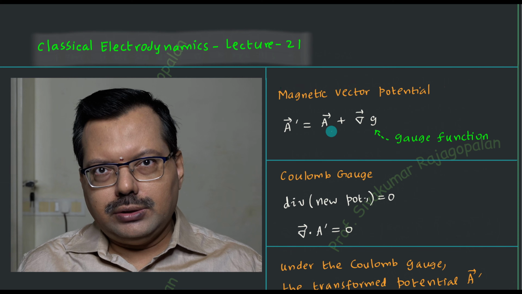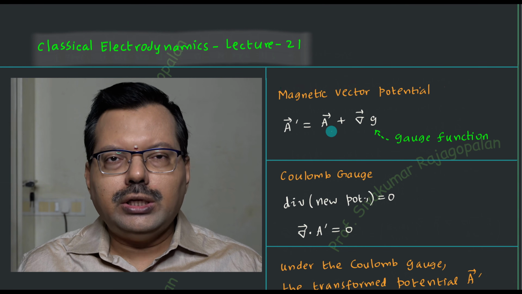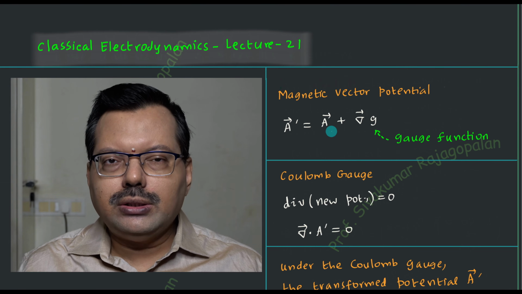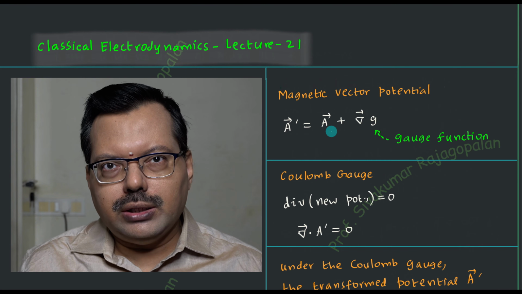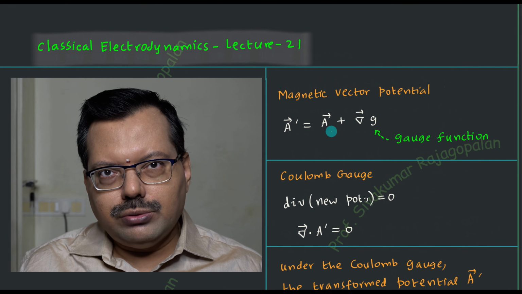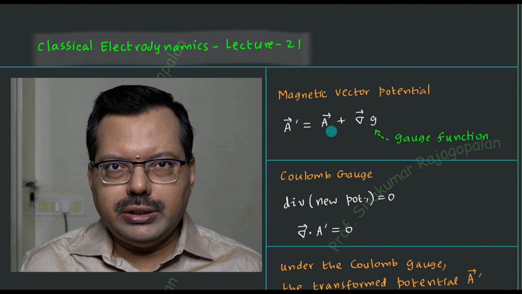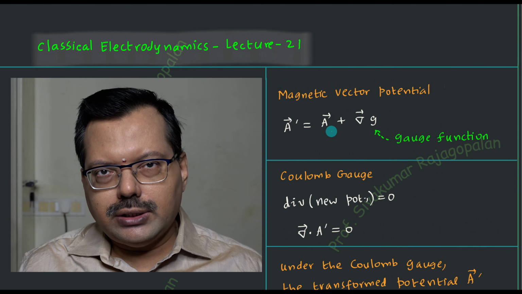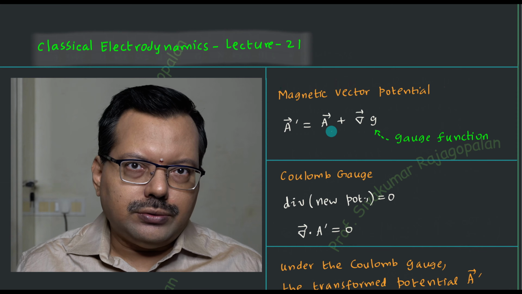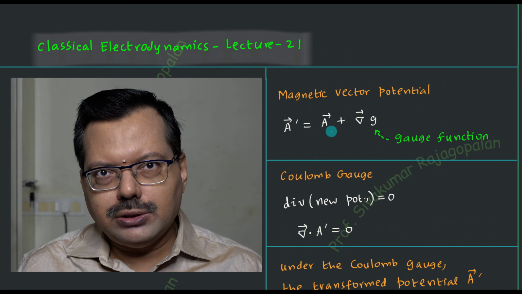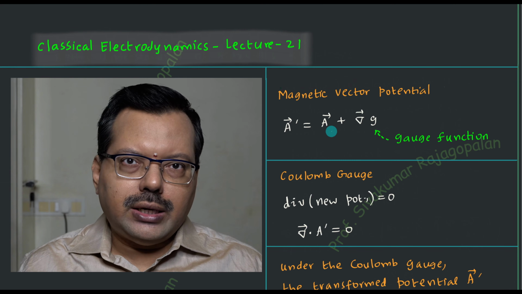If you don't use any gauge transformation and if you don't use any gauge, then the partial differential equation corresponding to the potential, that is the magnetic vector potential, would be quite complicated, and we do not have a solution methodology for that. So the primary reason for using the gauges and the gauge transformation is to make the differential equation for the potential as simple as possible, so that the solution is accessible.